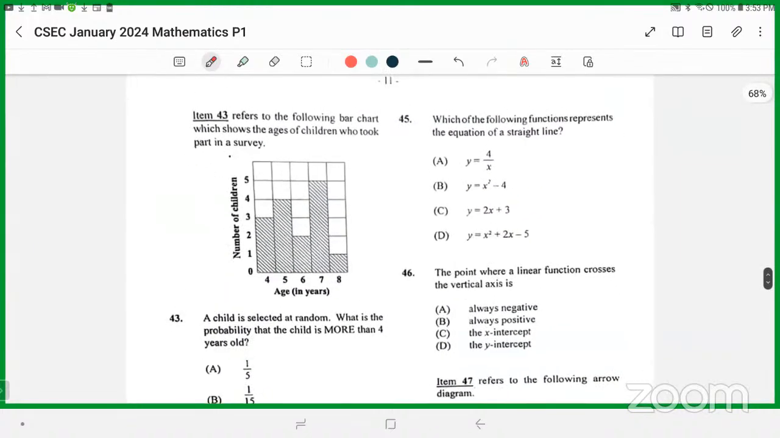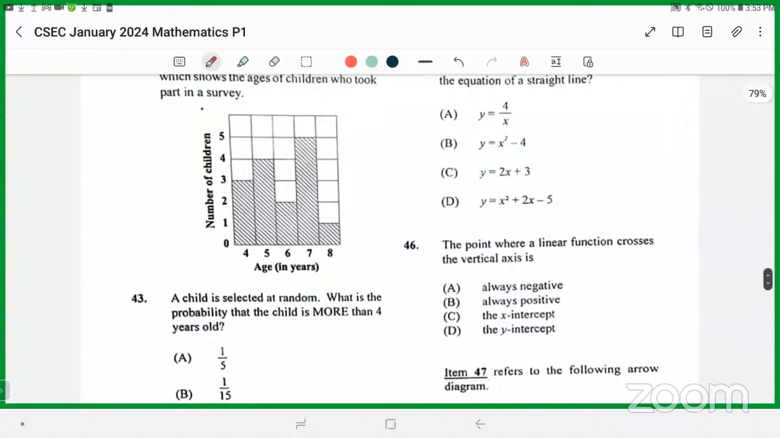So this one, the item refers to the following bar chart, which shows the ages of children who took part in a survey. You have to be careful when reading these bar charts, right? All diagrams, actually. So these are the ages, and this represents the number of children. What this means, for example, is that there are 3 children, age 4. There are 4 children, age 5. There were 5 children up here, age 7. So read it carefully.